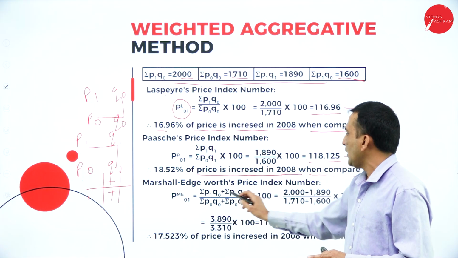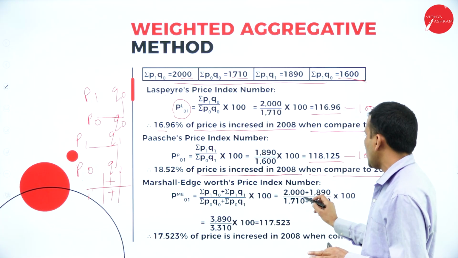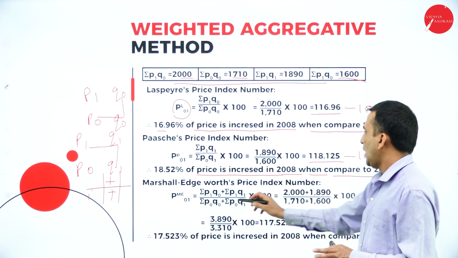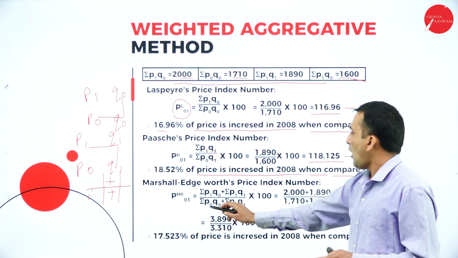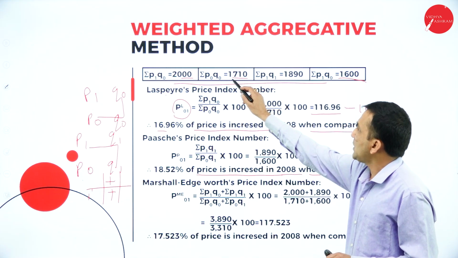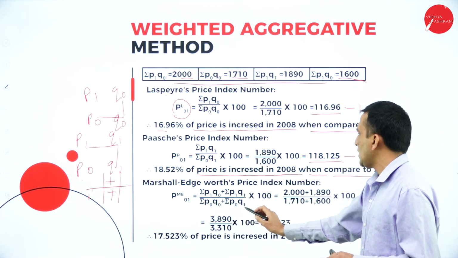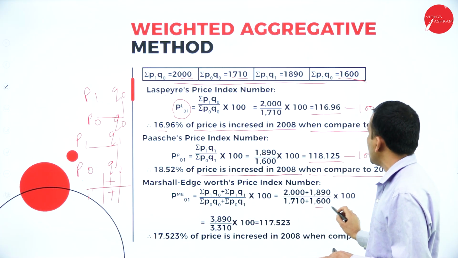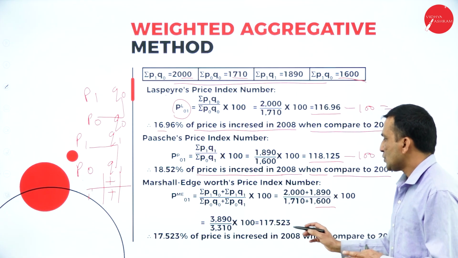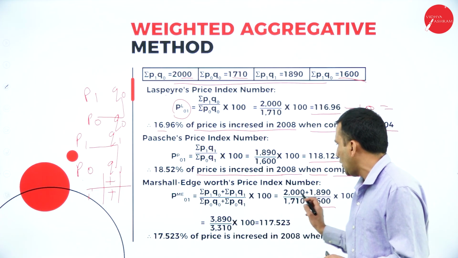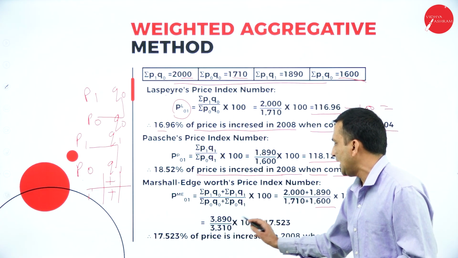In this case, the P1 Q0 value we got is 2000 and the P1 Q1 value we got is 1890, divided by the denominator, the P0 Q0 value 1710, plus. Okay, the last one, the P0 Q1 value we got is 1600. So once we get the values, immediately we can substitute. Here the numerator total is 3890, the denominator total is 3310, into 100.